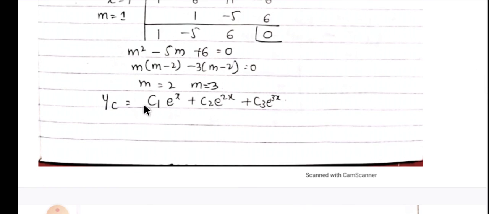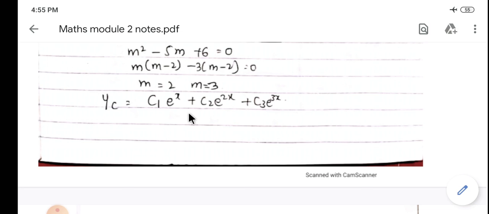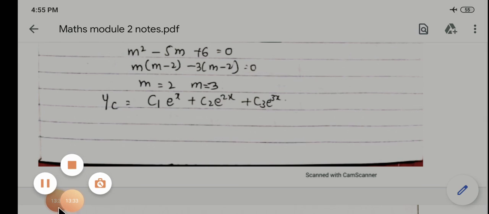Therefore, the complementary function will be written as yc is equal to c1 e to the power x plus c2 e to the power 2x plus c3 into e to the power 3x. In the next class, we'll look at some more examples.